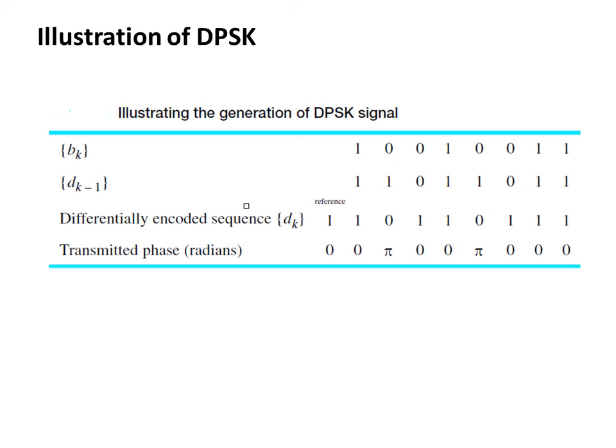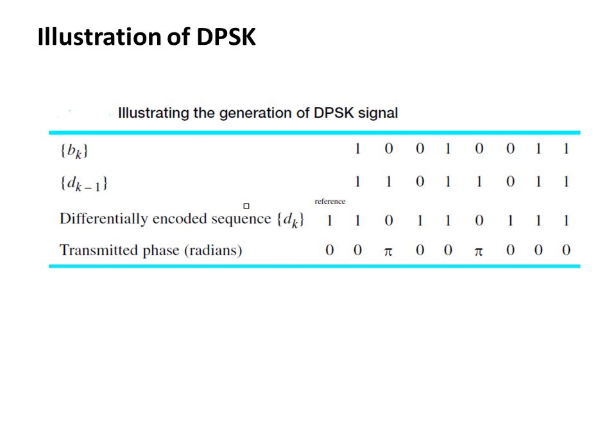So now again dk is 0 here, so dk minus 1 also will be 0. So the next bit of bk is 0. So 0 XNOR 0, since these two are the same, the output is 1.